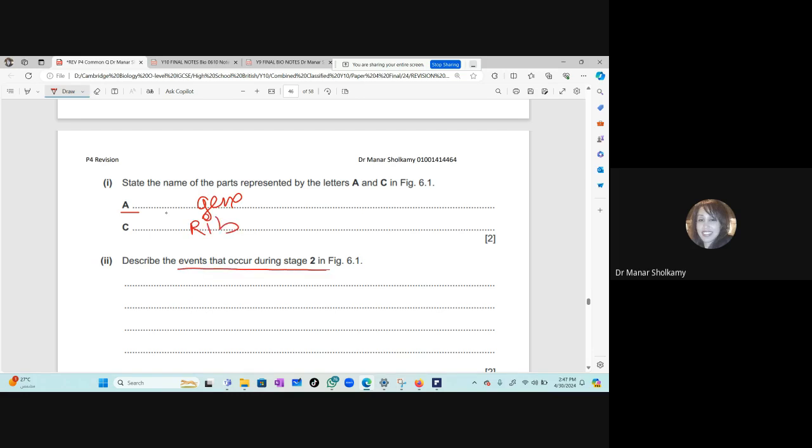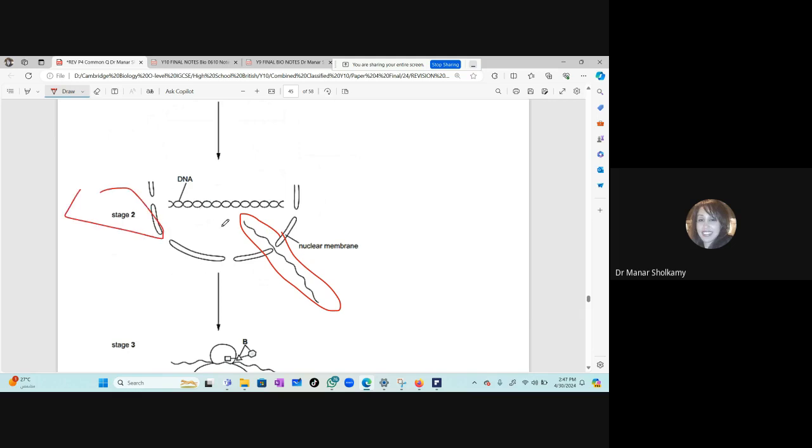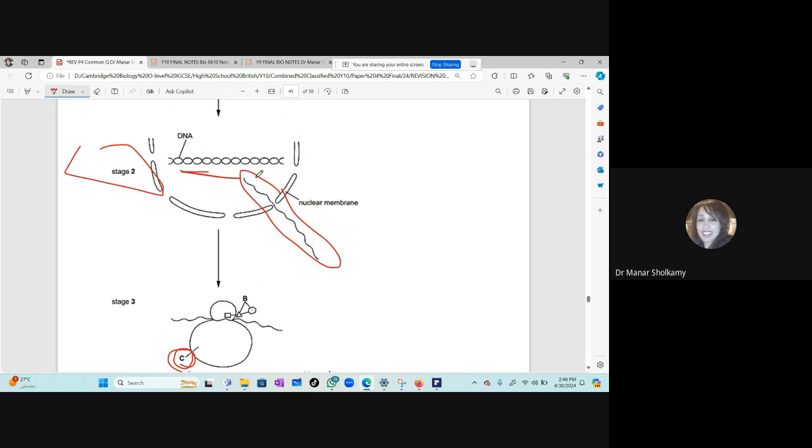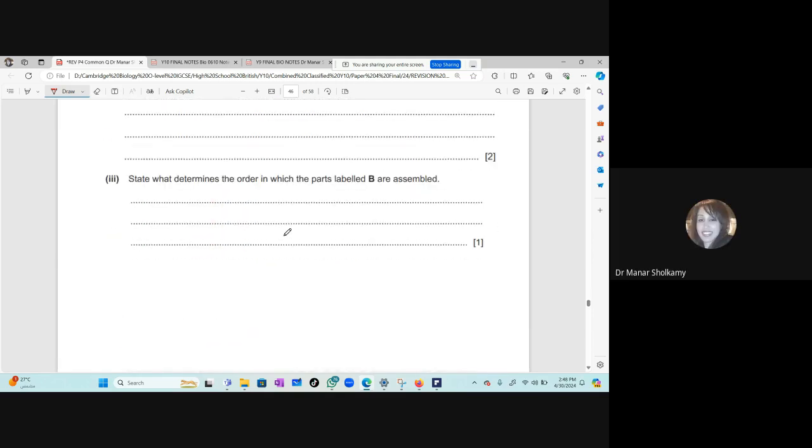Now, describe the events that occur during stage 2, which is protein synthesis in general. What is happening in stage 2? The messenger RNA is spreading across the cytoplasm from the nucleus to the ribosome. Yes, but before it leaves the nucleus and goes to the ribosome, what did it do to the DNA? It copies the DNA. Yes, don't forget to say that. This is transcription. It will copy the DNA. After it copies whatever it wants, that gene, from the DNA, it will go out and it will go to stage 3. What is stage 3? Translation. Good.